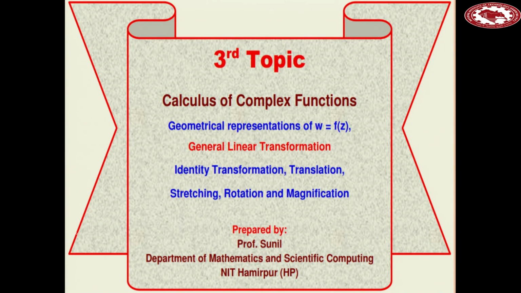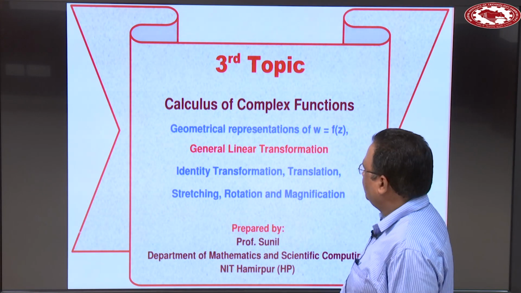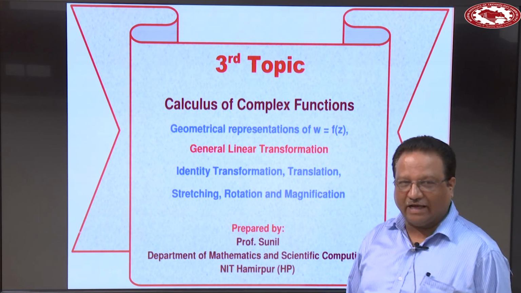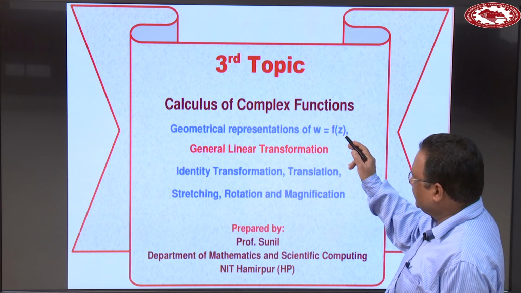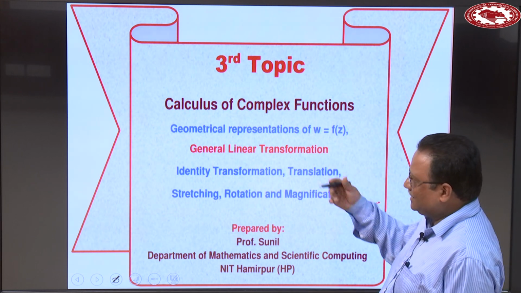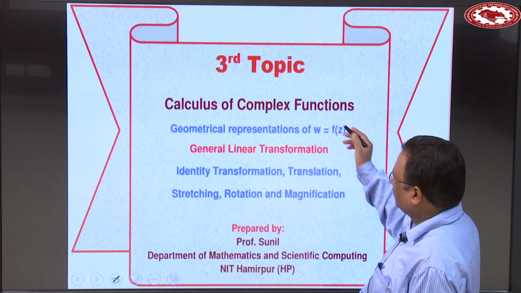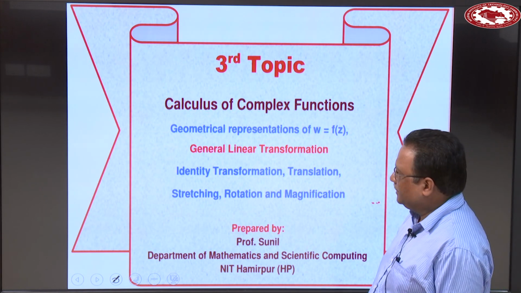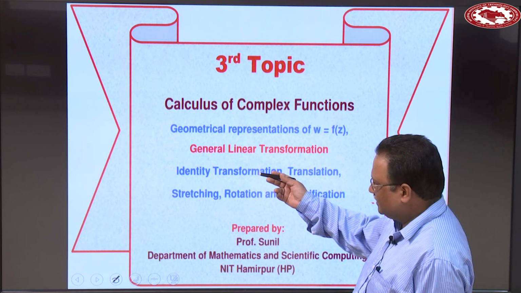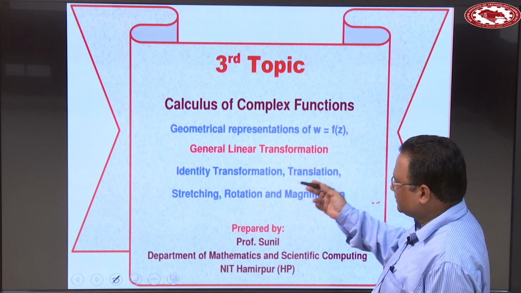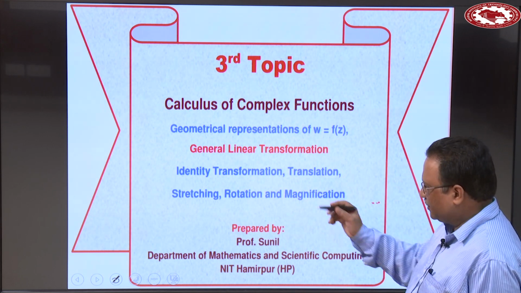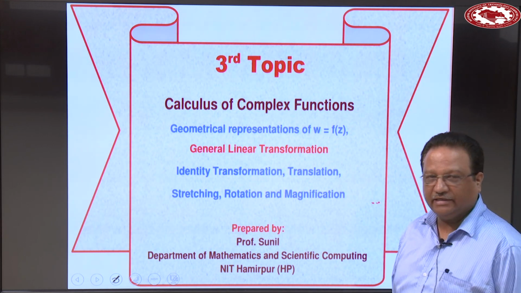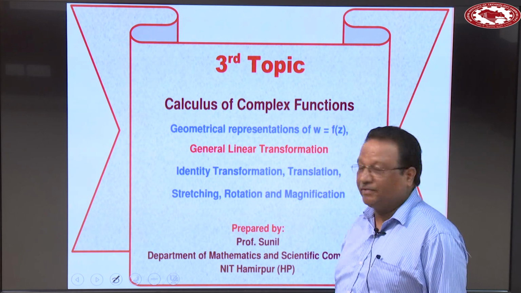Okay, today we will discuss the geometrical representation of w = f(z), this complex function. w is u + iv, z is x + iy. What is the geometrical interpretation of this type of function? Then we will discuss general linear transformations: identity transformation, translation, stretching, rotation and magnification. So, today we will discuss this topic.